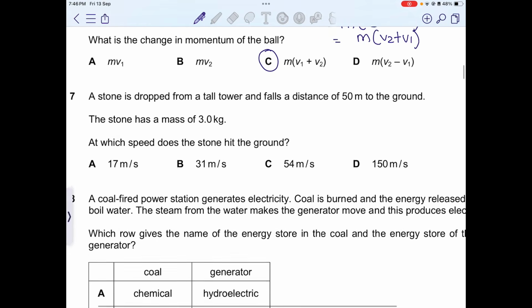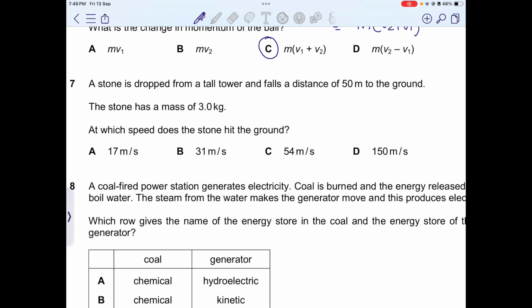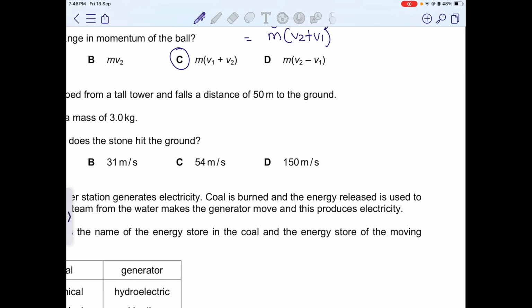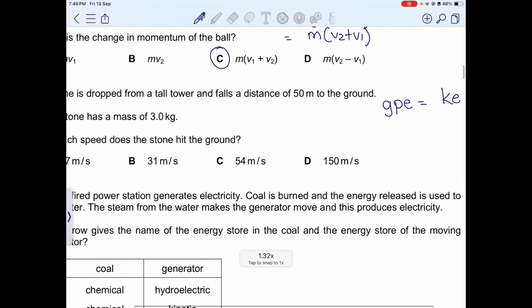Next up, it says that a stone is dropped from a tall tower and falls a distance of 50 meters to the ground. The stone has a mass of 3 kg. At what speed does it hit the ground? These are very repeating types of questions. The formula to remember is that the gravitational potential energy it had at the top will be the same as the kinetic energy, because by the law of conservation of energy, energy cannot be created or destroyed. GPE is equal to kinetic energy.